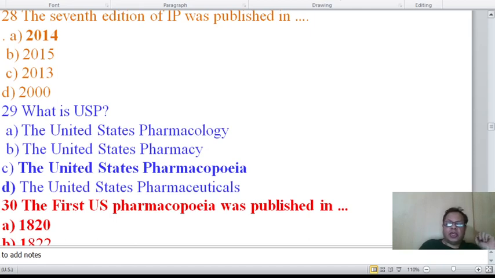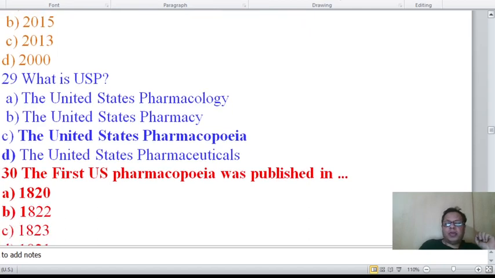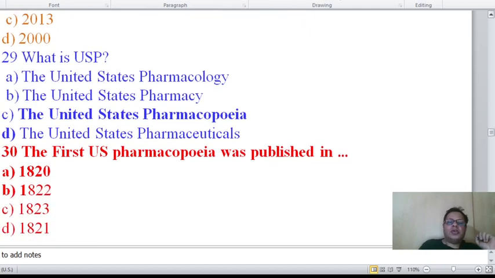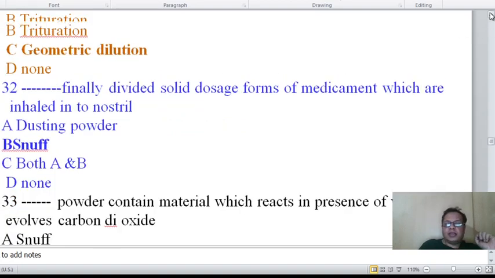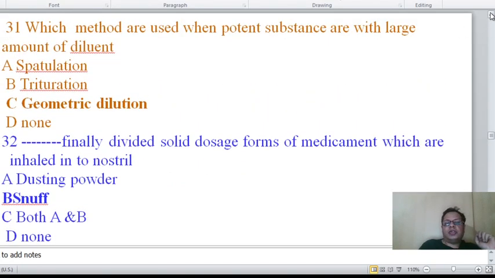Question number 30 is again asking about the first USP, United States Pharmacopoeia, was published in... It is in 1820. The first USP got published in 1820. Now let's move ahead with question number 31, which asks which method is used when the potent substance is added with a large amount of diluent. So for dilution of potent substances in powder form, we use the geometrical dilution method. So for question 31, option C is the correct one.